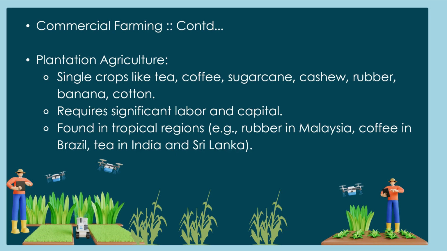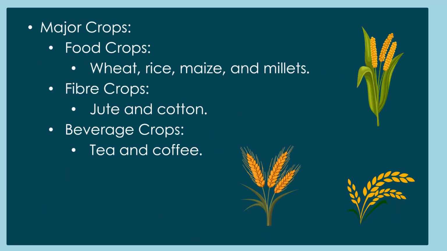Let's see what are the major crops. So the first one are the food crops. It contains wheat, rice, maize and millets. The second one is fiber crops. So it involves jute and cotton. The third one is beverage crops, which includes tea and coffee.